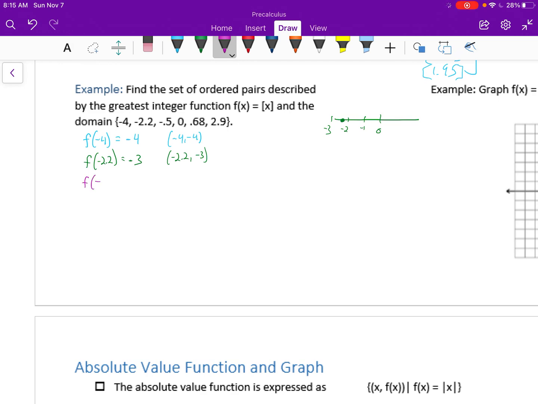Next one, -0.5. Once again, we're in this negative range, so here's -0.5. That's going to round down to -1. So the negatives sometimes are tricky. F of 0, well, that is an integer, so it's just equal to itself. So we have the point 0, 0. That was -1. F of 0.68, we want to round that down to the nearest integer, so 0.68 rounds down to 0.